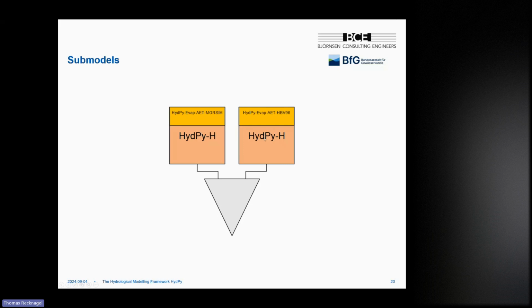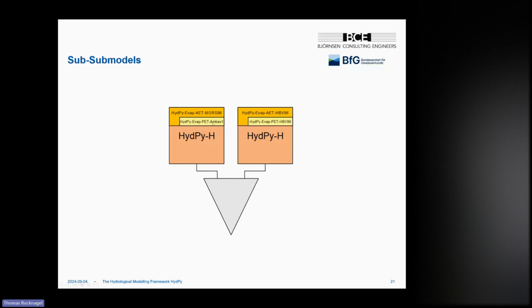In the example I show here, I have two elements with a HydPy-H model. One uses a submodel with the Morsen approach for actual evapotranspiration, and another one uses the HBV96 approach for calculating actual evapotranspiration.